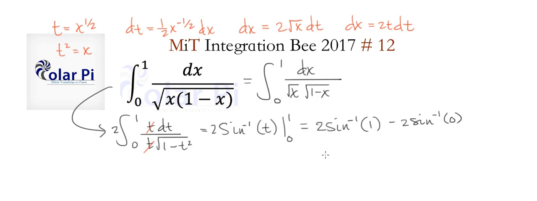Now sine inverse of 0 is 0, so this whole thing here is just 0. And sine inverse of 1 is pi over 2. So our final answer is going to be 2 times pi over 2, also known as pi.